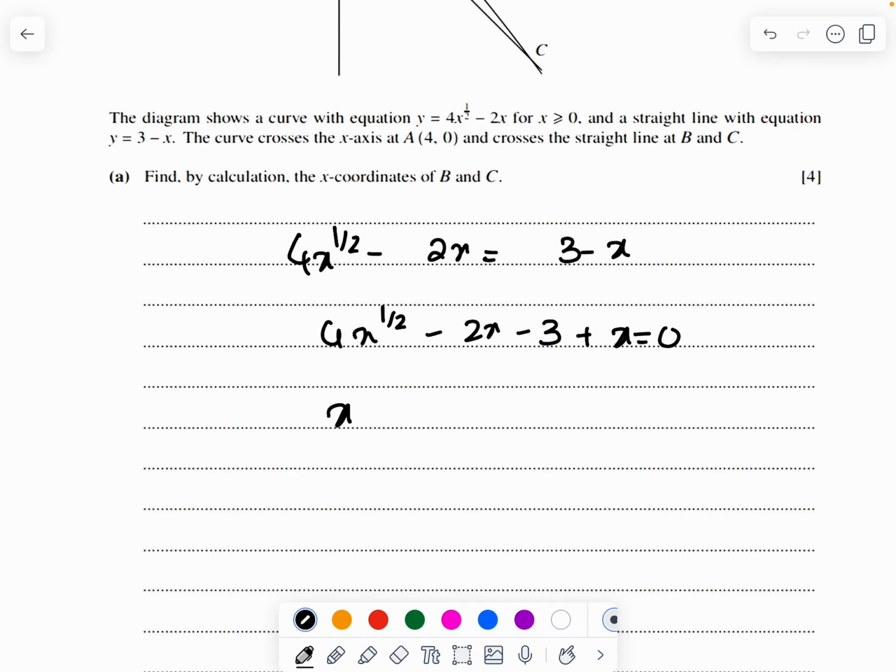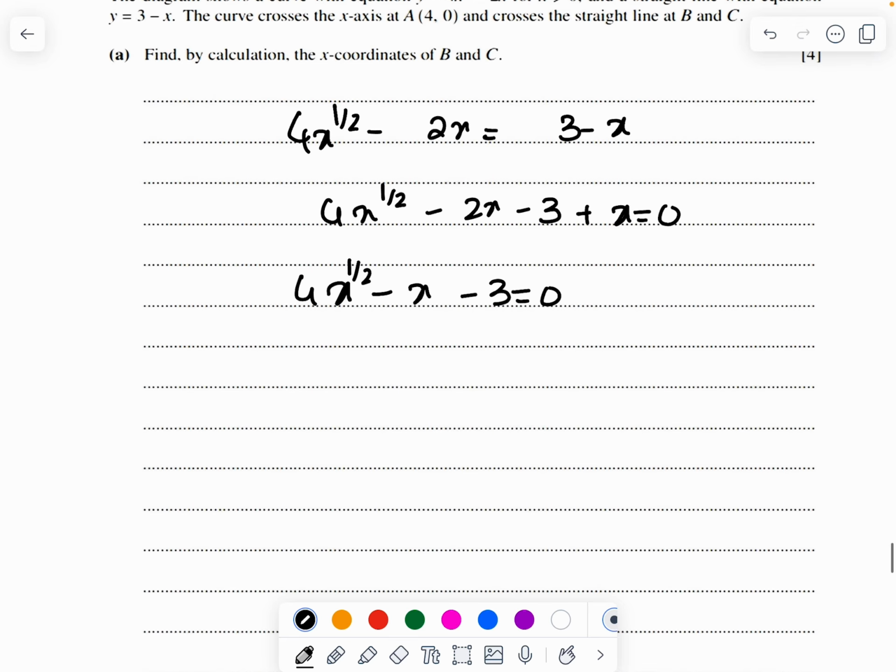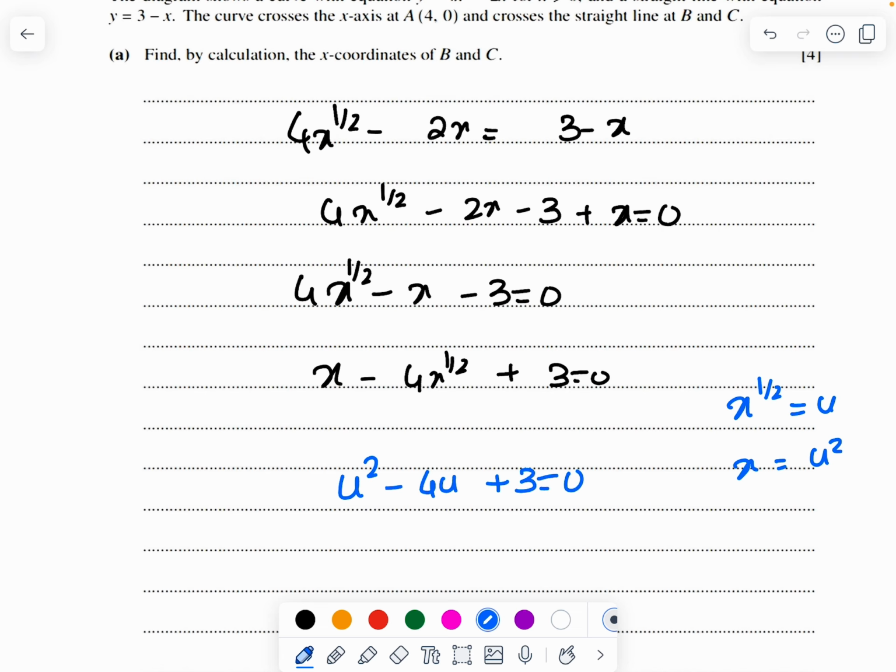So it becomes 4x to the power of half minus x minus 3 equals to 0. Multiply entire thing with minus: x minus 4x to the power of half plus 3 equals to 0. In that case, x to the power of half equals to u. So x equals to u square. U square minus 4u plus 3 equals to 0.